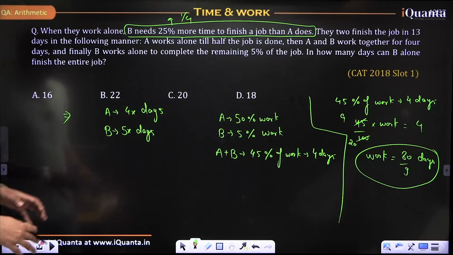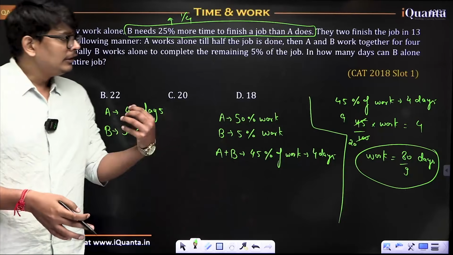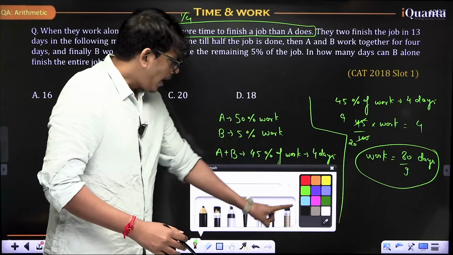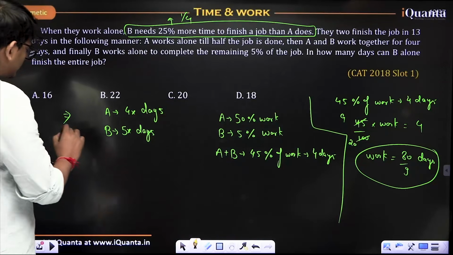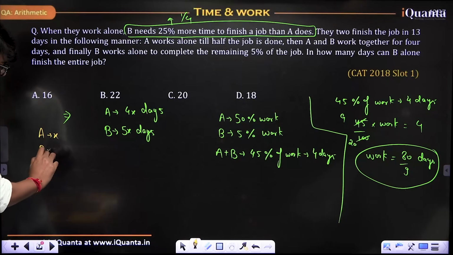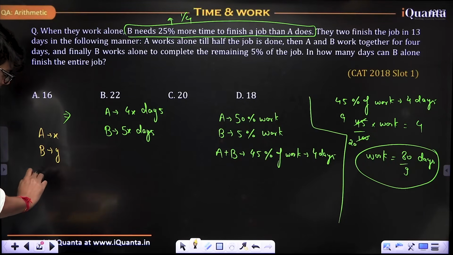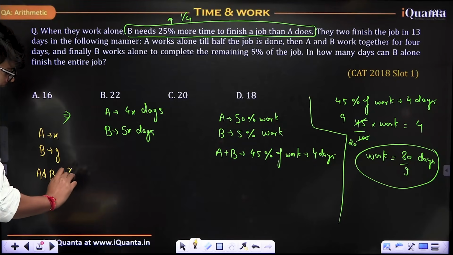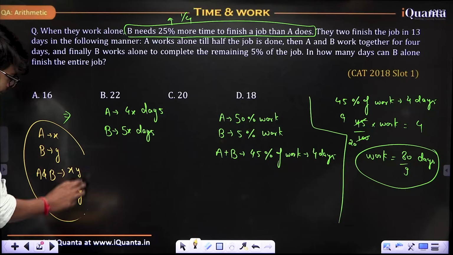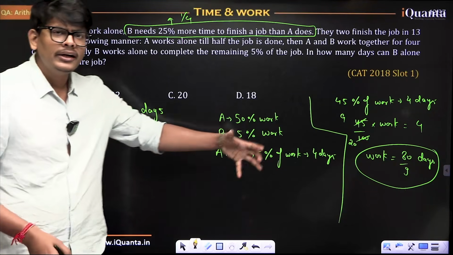That means if A and B work together, they will take how much time? 80 by 9 days, right? Now, I hope many of you know this formula that if A takes X days to complete a work, B takes Y days to complete the work, so if they together do a certain piece of work, time taken will be XY upon X plus Y. Right? If you know this formula, this question becomes a little bit easy.